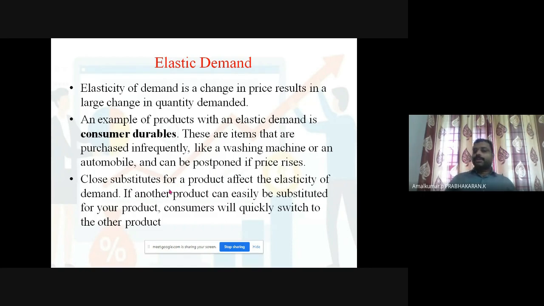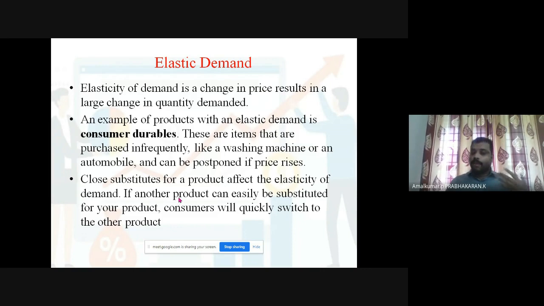The close substitute for a product affects the elasticity of demand. This is a very important thing. The availability of a close substitute affects the elasticity of demand.